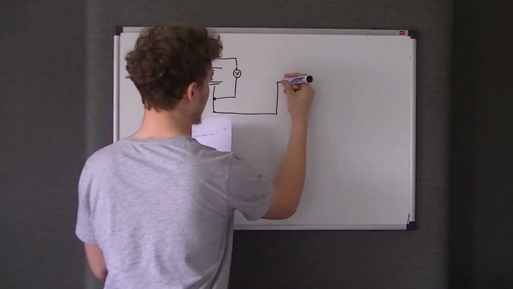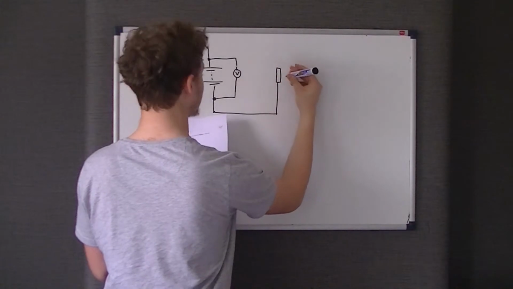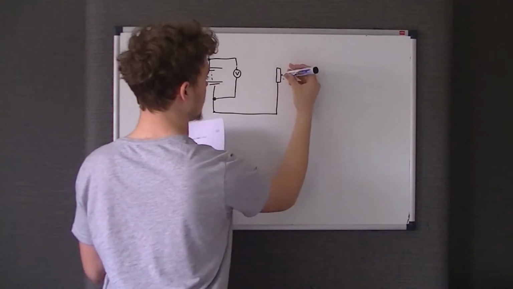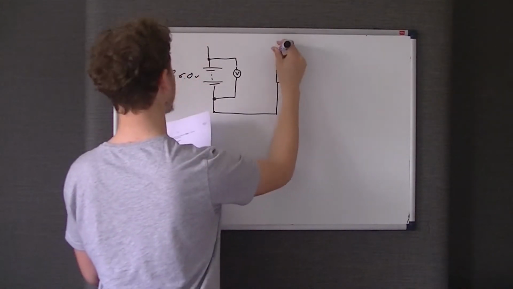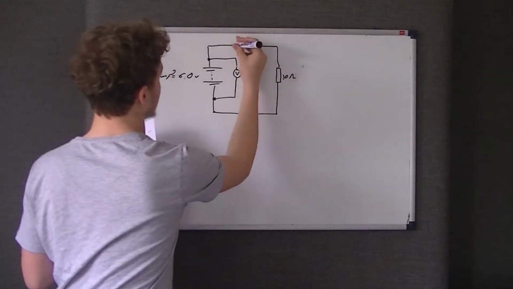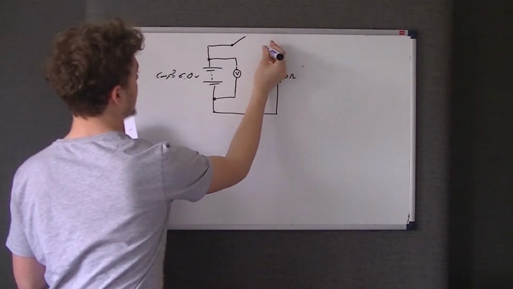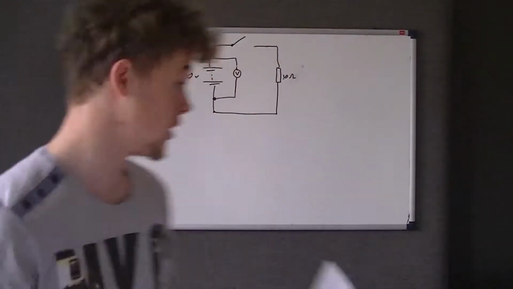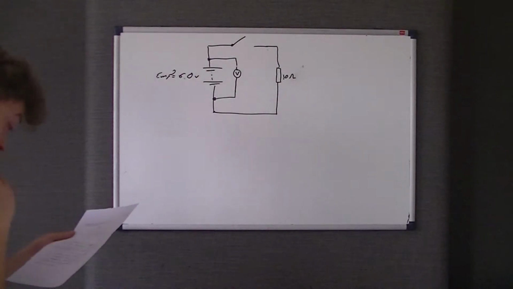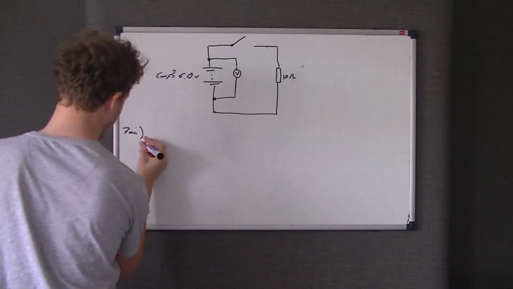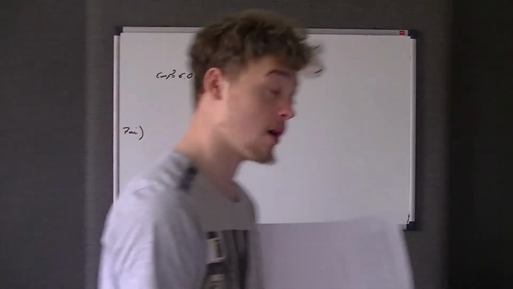We've also got a fixed resistor attached of 10 ohms, and a switch as well. So we've got a switch, a voltmeter going across the terminals of the battery, with a fixed resistor of 10 ohms. The first part, 7a part 1, simply asks us to define EMF of a battery.